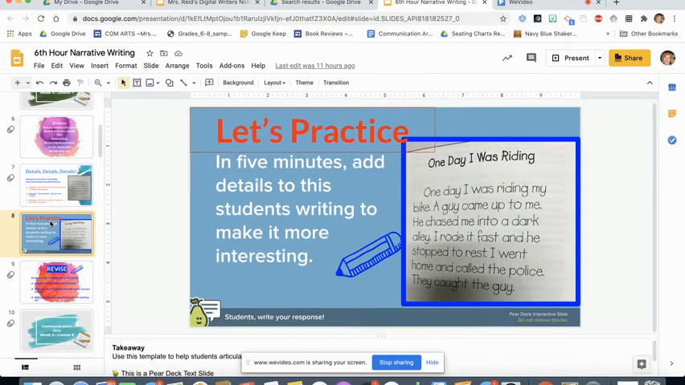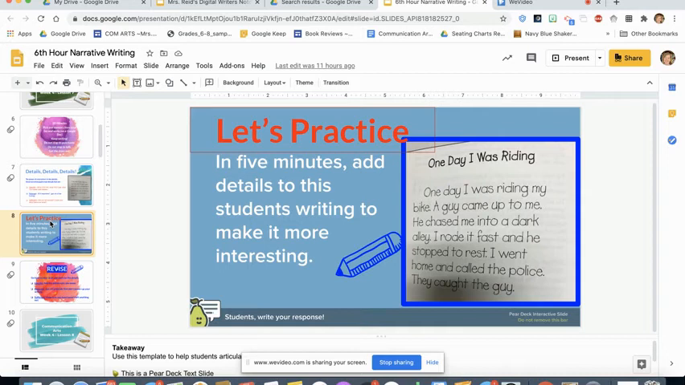Okay, so to the right, you're going to see a student example of writing. And it says, one day I was riding my bike. A guy came up to me. He chased me into a dark alley. I rode it fast and he stopped to rest. I went home and called the police.